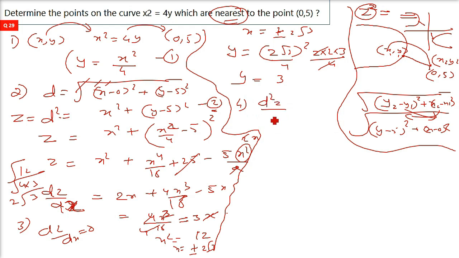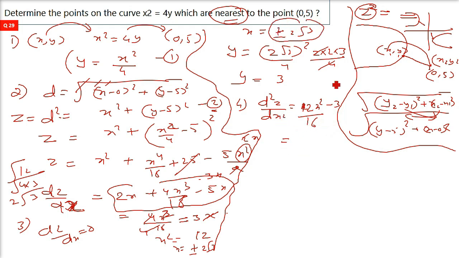One more step is there, because you need to tell that this distance is the nearest. For that you have d2z by dx2. Double differentiation of 4x cube by 16 minus 3x has to be done. Don't worry about the value. Worry about the sign, because the whole idea is finding out what the sign is, because the nearest is the minimum. For minimum you need a positive sign. So this is d2z by dx square, and when you place this x as 2 root 3, you can just keep this value and find out the value.